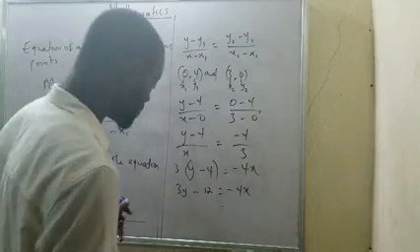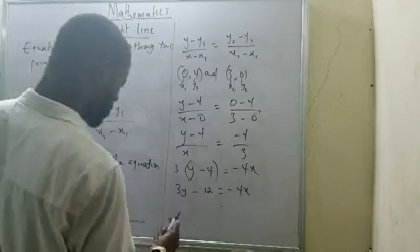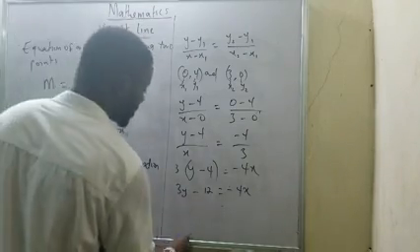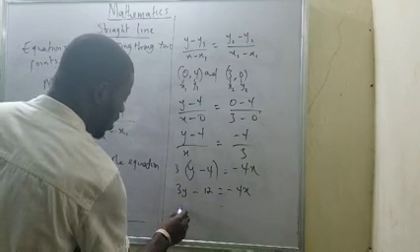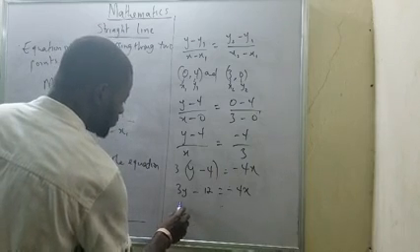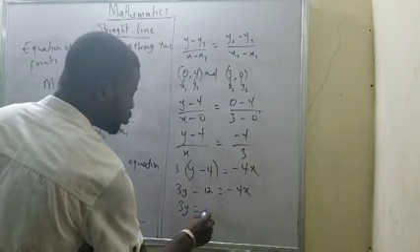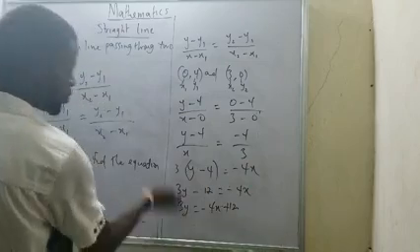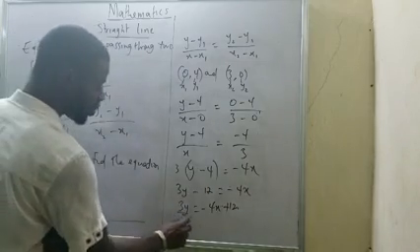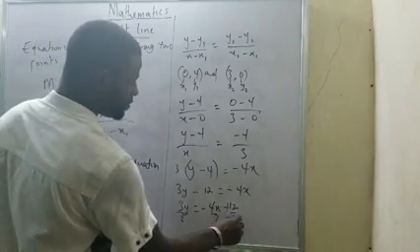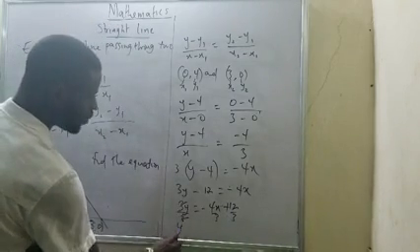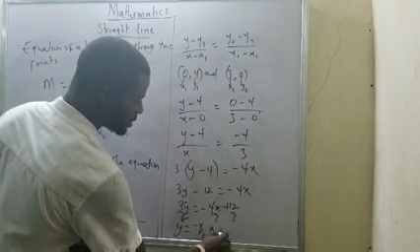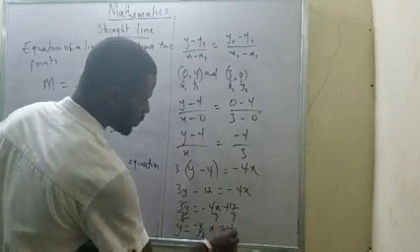I think I'm getting close to my answer. If I want to do it very well, I can look for my gradient. Let me quickly show you the gradient form. It means I'll be having 3y equals minus 4x plus 12. Now, divide all by 3. Once I divide all by 3, this will cancel. My y equals minus 4 all over 3, x plus 4.